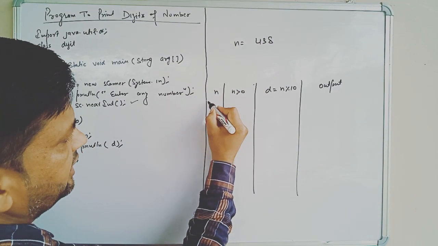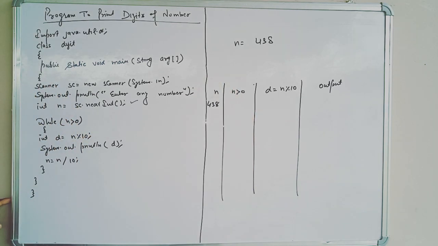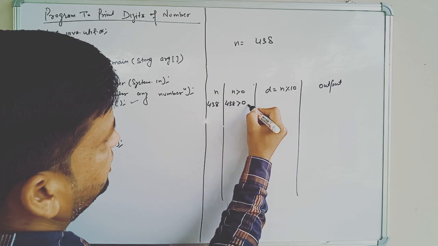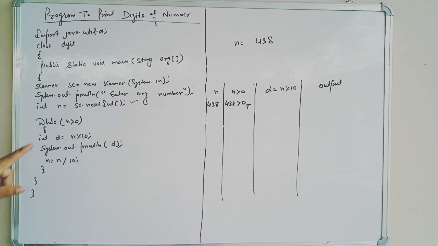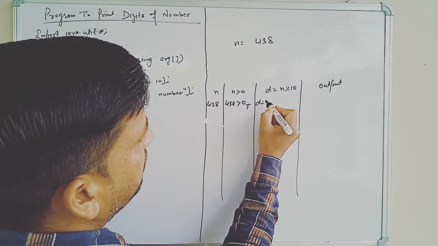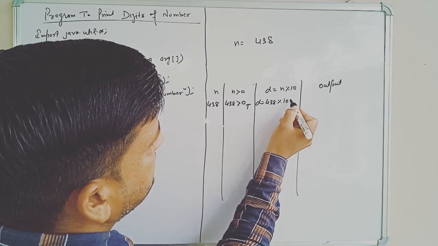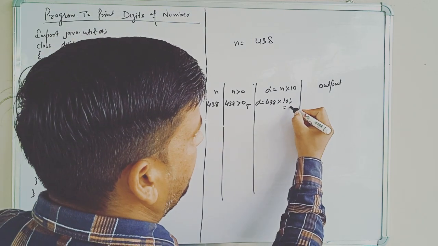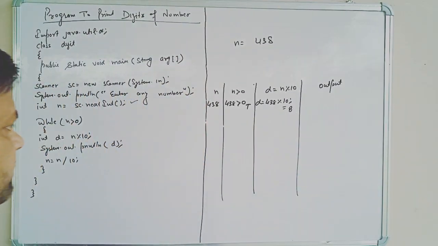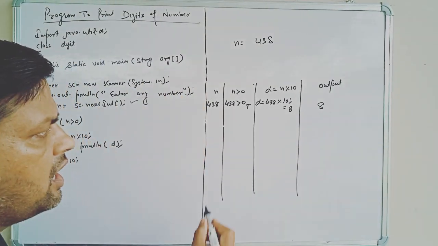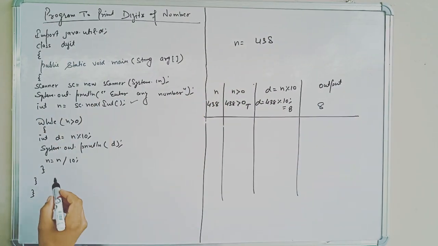Suppose the user enters 438. How will the condition be checked in the loop? 438 greater than 0. Is it true? Yes. So it will go to the next line within the loop body. Within the loop body I have written the statement d is equal to n modulus 10. So d equal to 438 modulus 10. Modulus 10 means it will give you the last digit. So what will be the value of d? The value of d will be 8. System.out.println d. So what will be the output? 8 will be the output. Now this will be the first iteration.